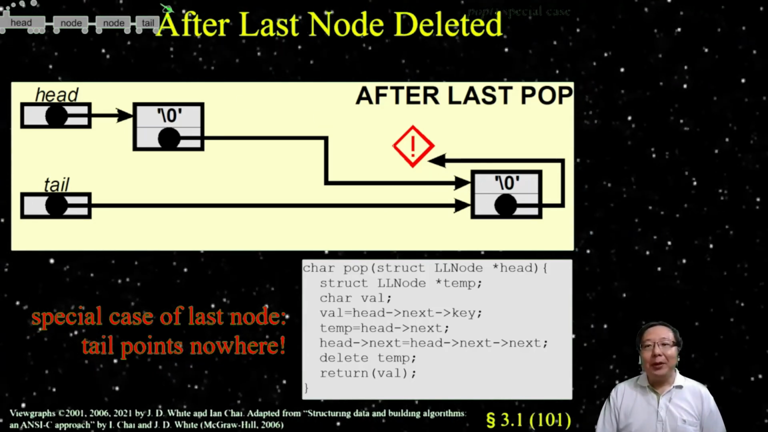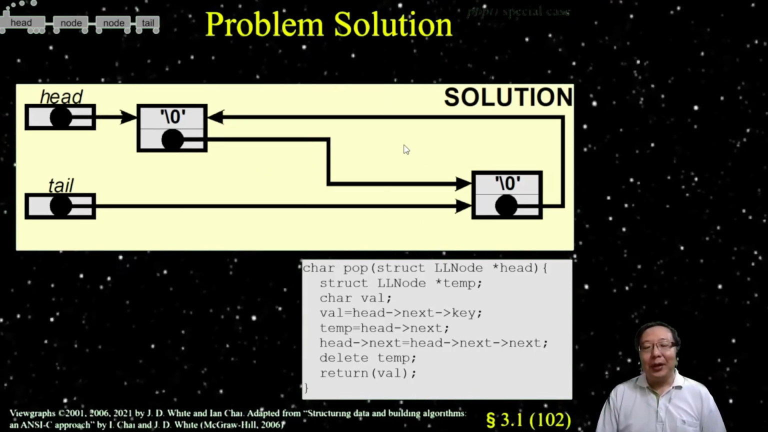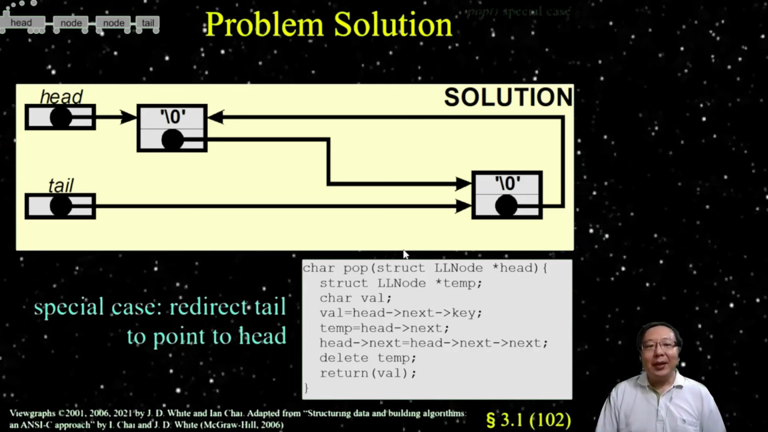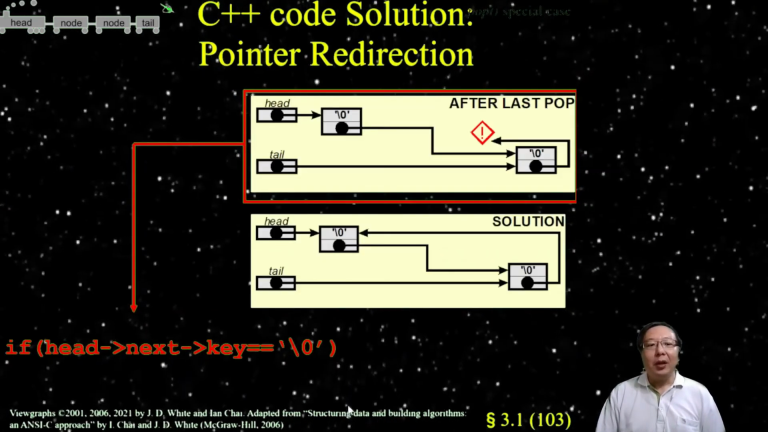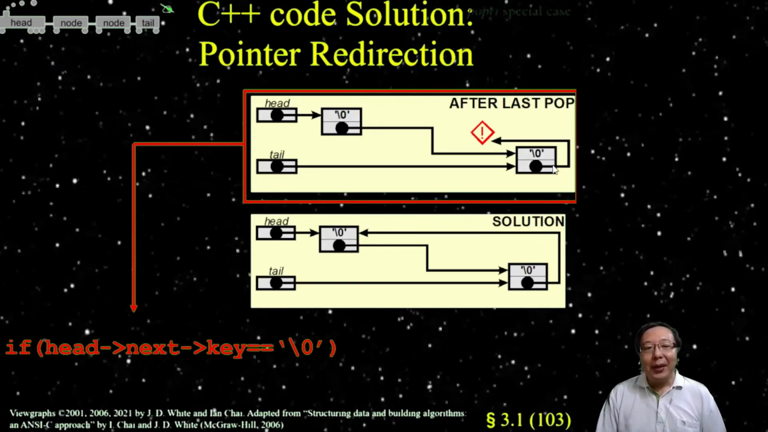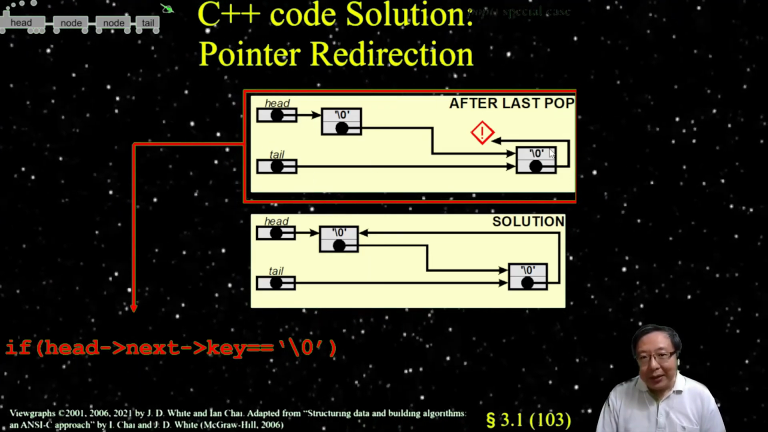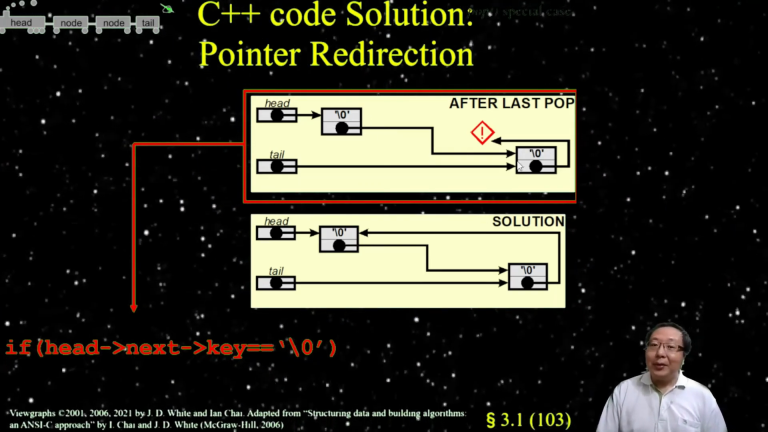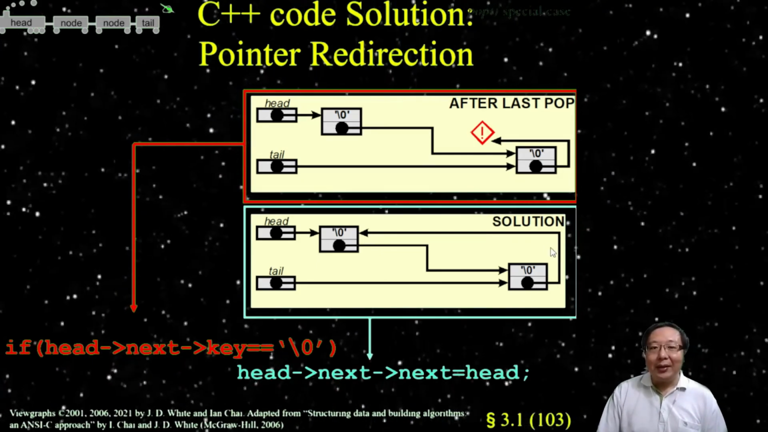So if we need to point it back to the head node, we need to have some code to detect that we've deleted the last node and we need to point it back to the head node. So we need to redirect the tail to point back to the head node when we delete the last node. So if head->next is null, okay? Head->next is null. That means the stack or the queue now is empty. So if it's empty, we need to point it back at the head.